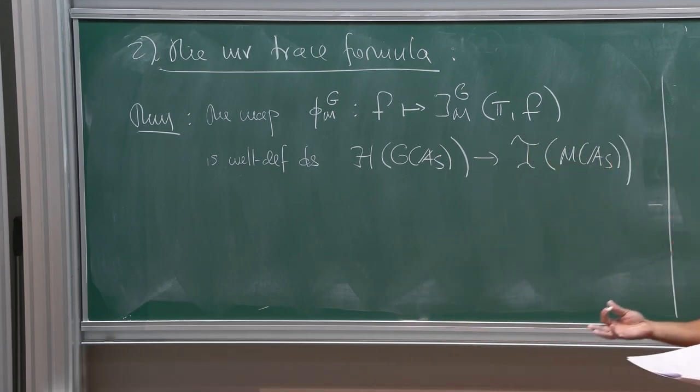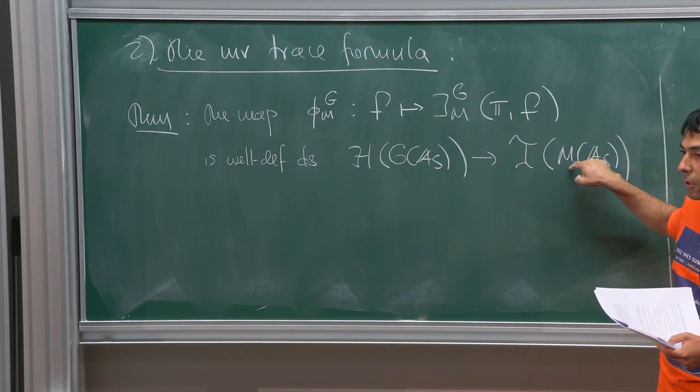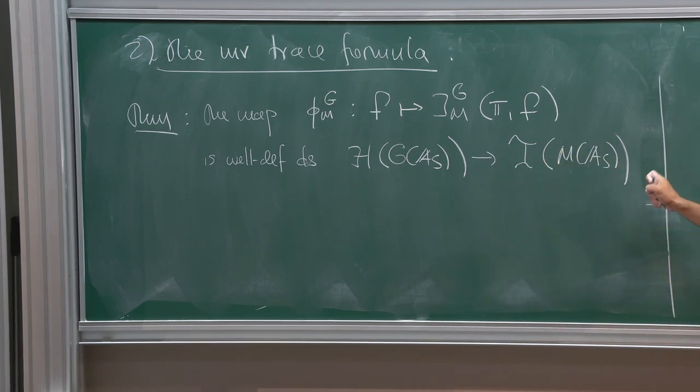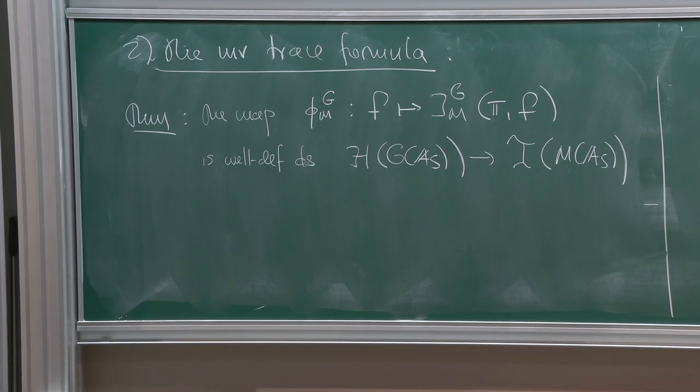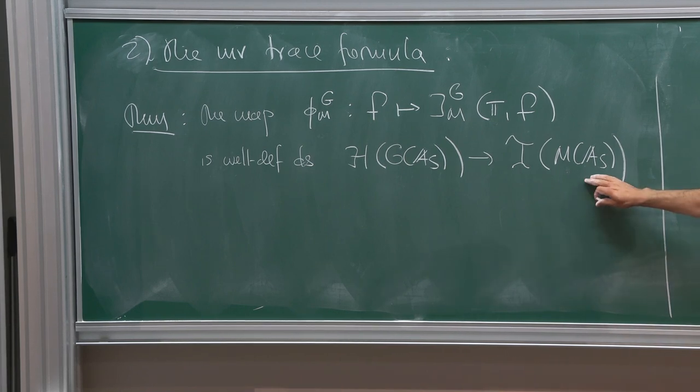So that defines for you a notion of negligible functions: functions all of whose regular semi-simple orbital integrals vanish, or functions all of whose tempered characters vanish. And this space I is the quotient of the space of test functions by those negligible functions. And you're going to expect that an invariant distribution is one that factors precisely through this space.